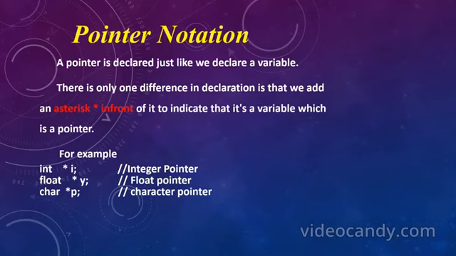So next is pointer notation. A pointer is declared just like we declare a normal variable. There is only one difference in declaration: we add an asterisk in front of it to indicate it's a pointer variable. Let's look into the examples. If I declare int *i, that means I am declaring a pointer of integer type, that is known as an integer pointer. If I declare float *p, that means it is a float pointer. Similarly, char *p means it is a character pointer.